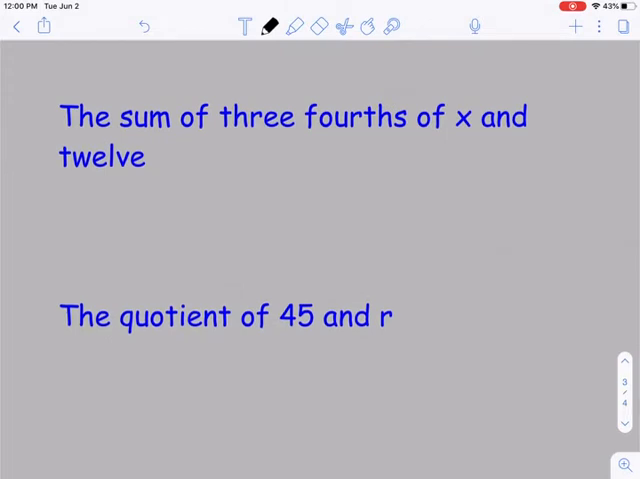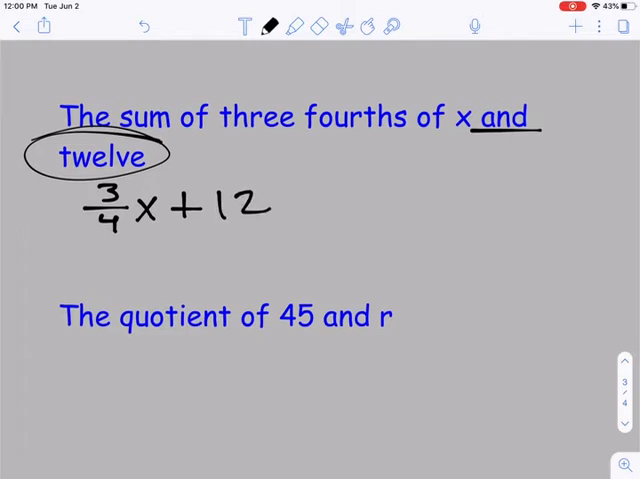All right, the sum of 3/4 of x and 12. So how would I write 3/4 of x? Well, if you say 1/2 of something, it just means 1/2 times something. So 3/4 of x is just saying 3/4 times x, and that's how we write that. And then if we have sum, we know we have an addition problem. And then the "and" tells us where the next part is going to be, so "and 12." So you have 3/4 x plus 12.